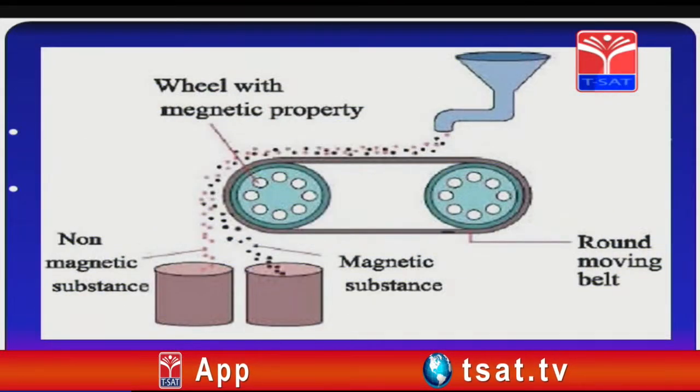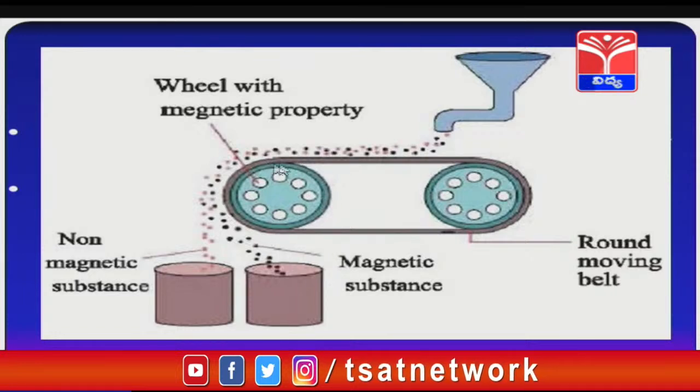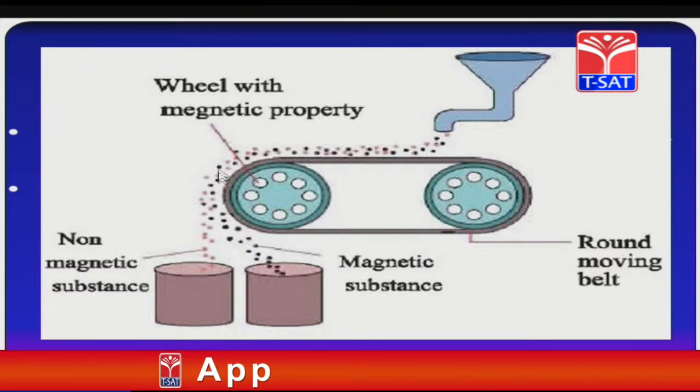Here these are the two wheels. From the funnel, the ore is allowed to fall on the magnetic belt, and as I told you, the magnetic substances fall near the wheel, and the other substances which are non-magnetic fall away from the wheel. So, in this way magnetic separation can be used for dressing the ore.